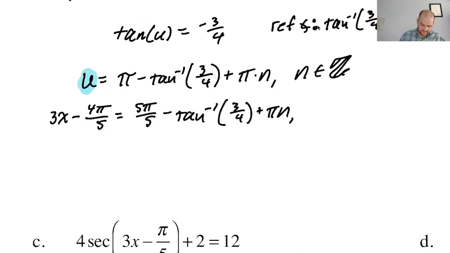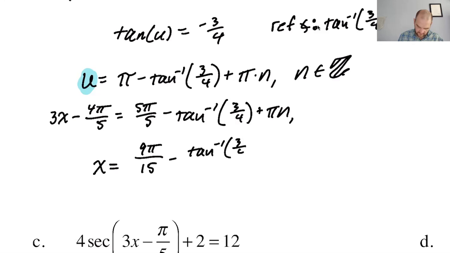So now I need to add 4 pi over 5, and then I need to divide by 3. So I'm going to do that in the same step, I think. I'm going to end up with x equals, so I add 4 pi over 5 to both sides. There's only one like term with that, and it's 5 pi over 5. So I'm going to add 4 pi over 5 to this, and then this will stay the same. Then I'm going to divide everything I have by 3. So adding 4 pi over 5 gives me 9 pi over 5, and then dividing by 3 gives me 9 pi over 15, minus, I'm dividing by 3, tan inverse of 3/4 is its own thing.